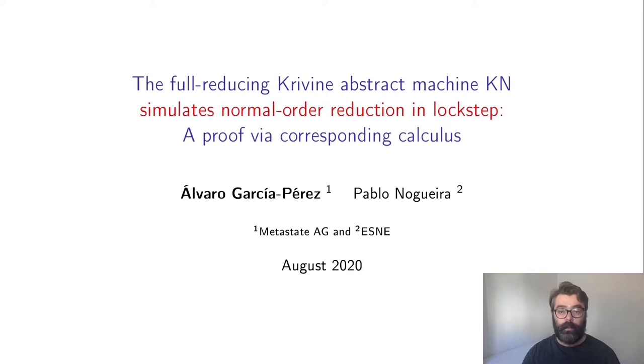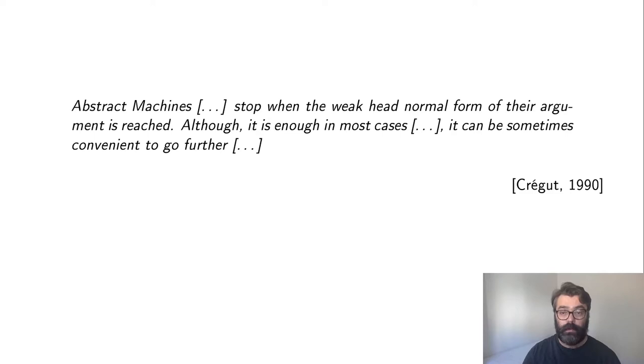We prove this result by introducing a semantic artifact that corresponds to the machine and that is better suited for the proof of the property. The corresponding artifact is a reduction strategy in a calculus of closures. As this quote by Kergut shows, the importance of full reduction is widely recognized in the theory and implementation of programming languages and proof assistants.